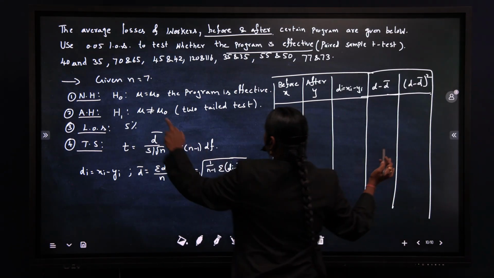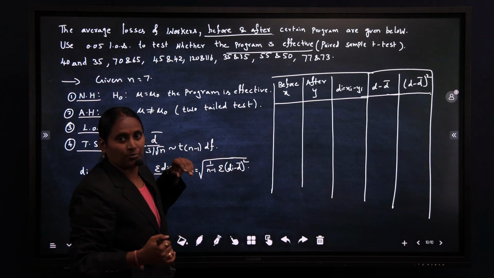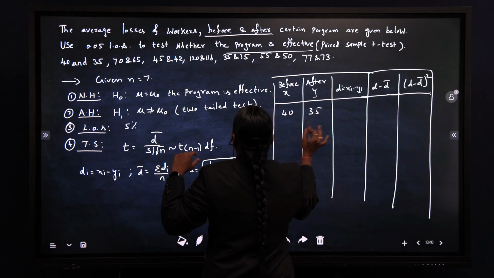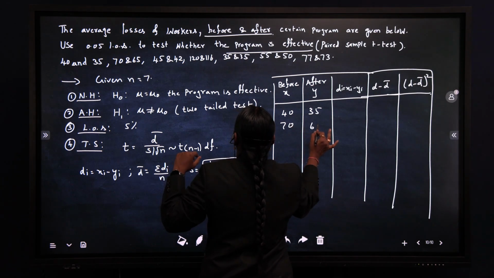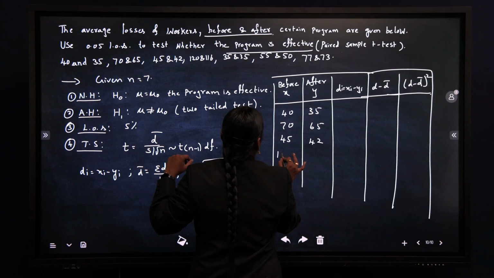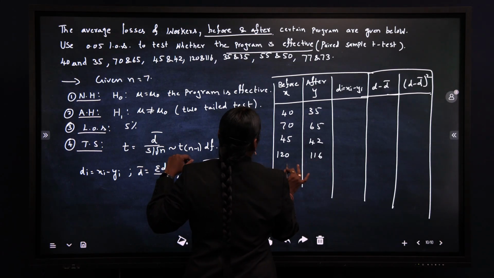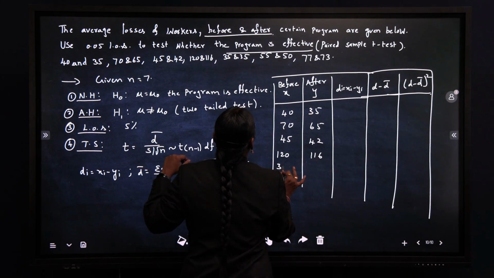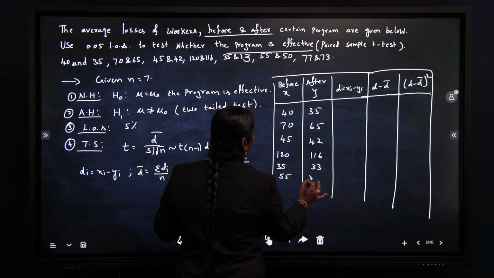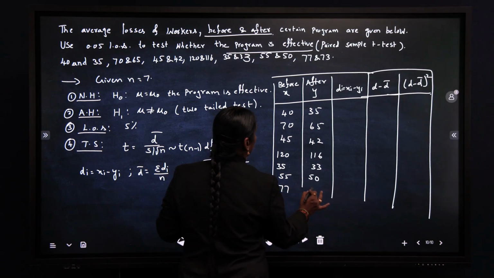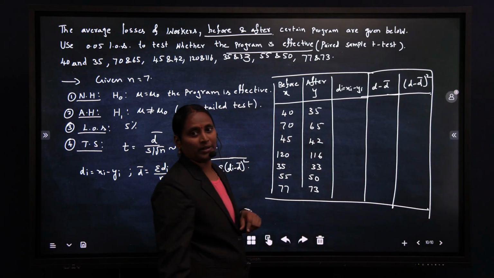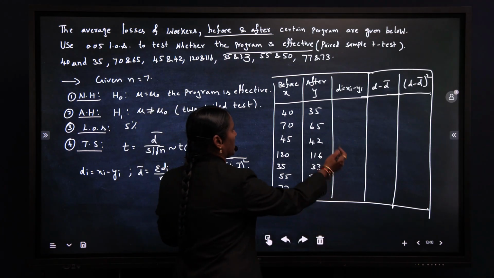Now let us see the observations before and after experimentation. Before, it will be 40 and after 35; here 70 and 65; here 45 and 42; here 120 and 116; here 35 and 33; then 55 and 50; and the last observation is 77 and 73. Now we are going to find the difference of these observations, di is equal to xi minus yi.